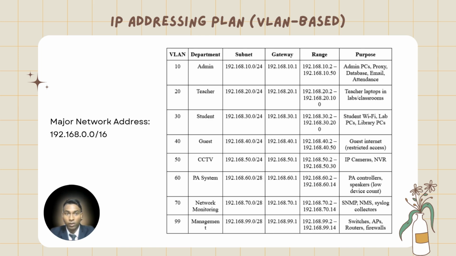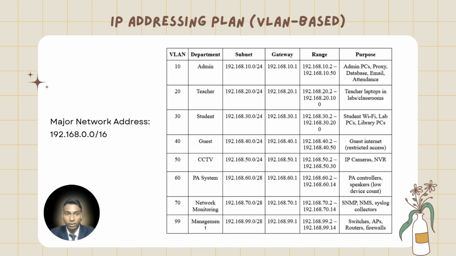VLAN 50 for CCTV, which is 192.168.50.0/24 with a gateway of 192.168.50.1 between the range of 192.168.50.2 to 192.168.50.3 for IP cameras and NVRs.